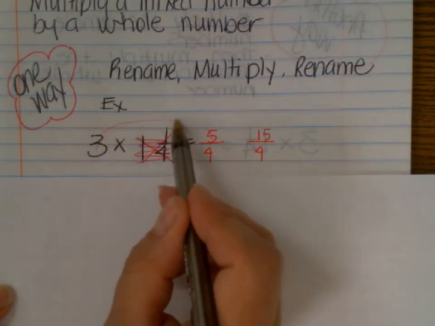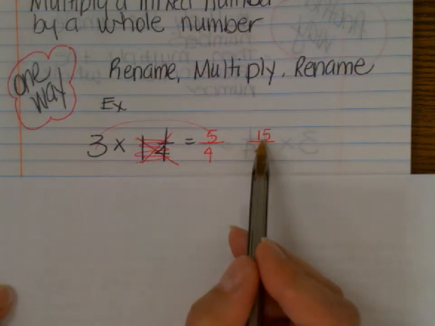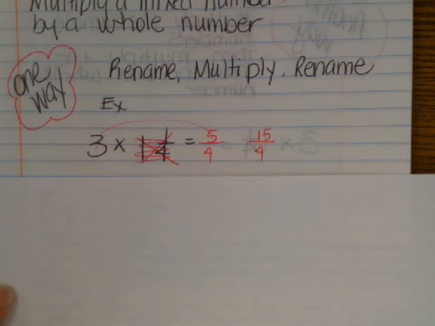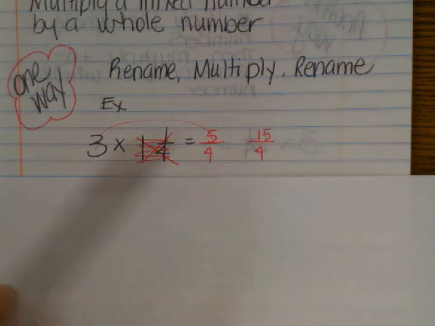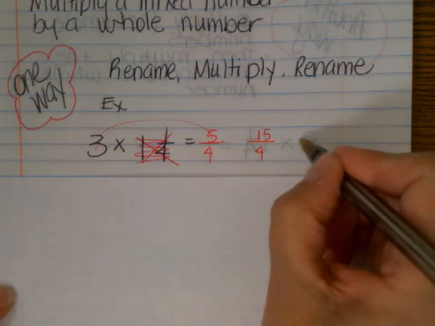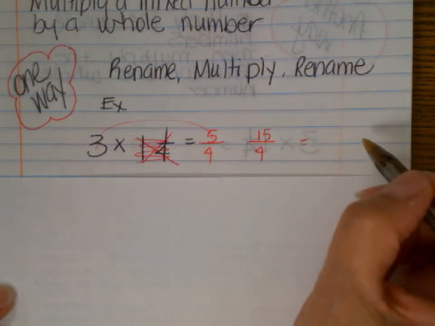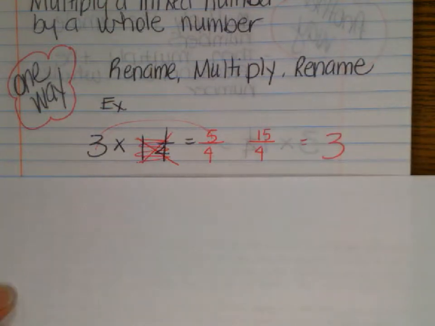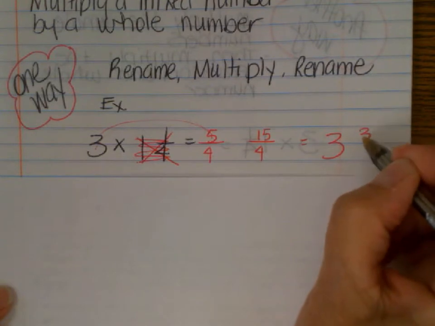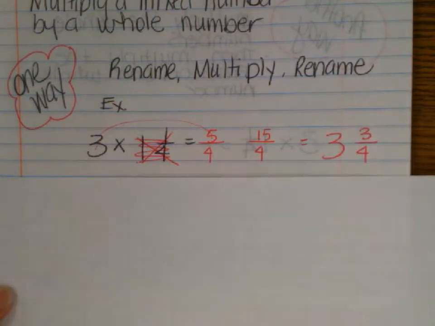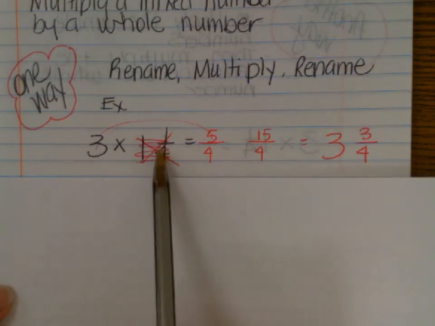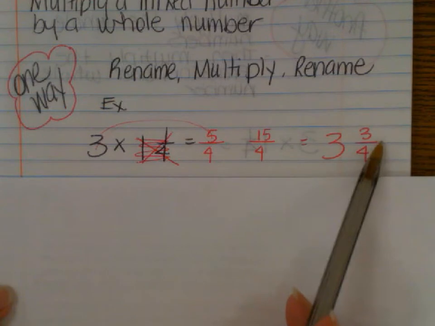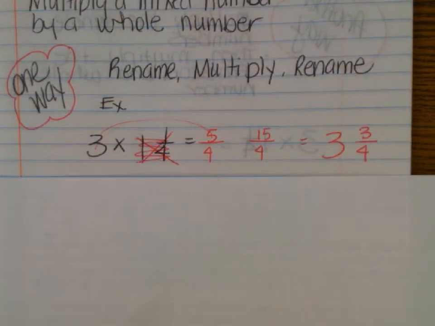Now I'm going to multiply. 3 times 5 is 15. My denominator stays the same. So I've done the multiply part, and then I've just got to rename it again. 4 times what number gets me closest to 15 without going over is 4 times 3, because that gets me all the way up to 12, and I have 3 as my remainder. Denominator stays the same. So when I multiply 3 times 1 and 1/4, my answer is 3 and 3/4. Let's try another one.